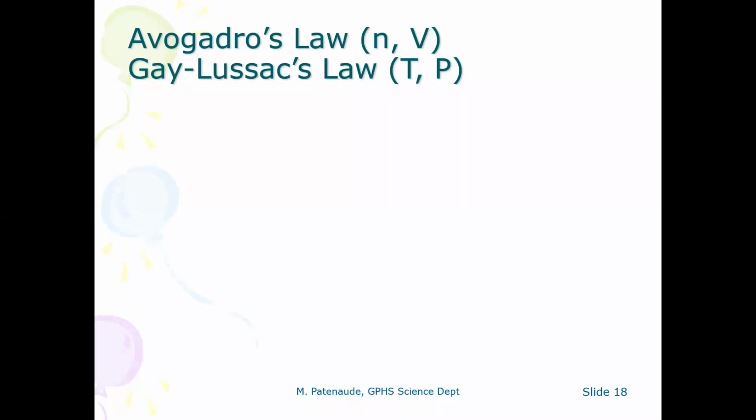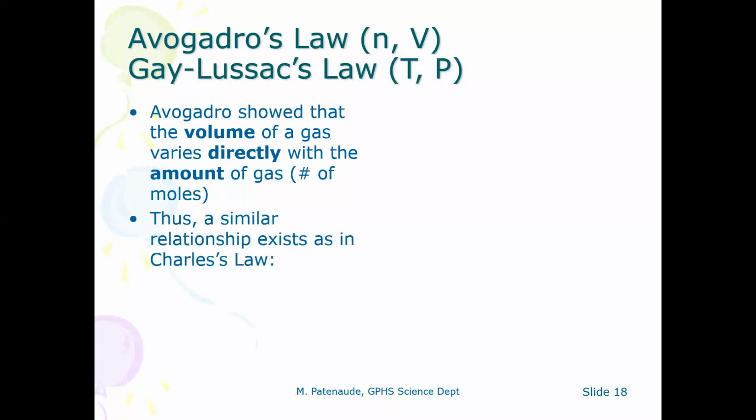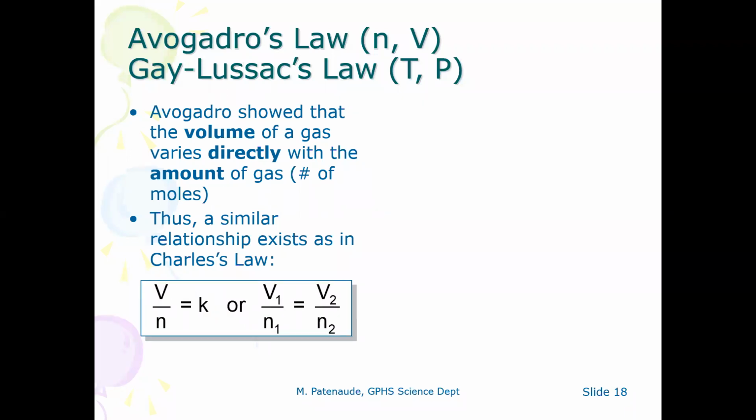What would the equation of that line have to be? Instead of V equals KT, this would say V equals Kn. Are you writing that down? V equals Kn. Now rearrange that. What would it say? V divided by n would be constant, wouldn't it? V divided by n is constant, then you could say V1 over n1 equals V2 over n2.